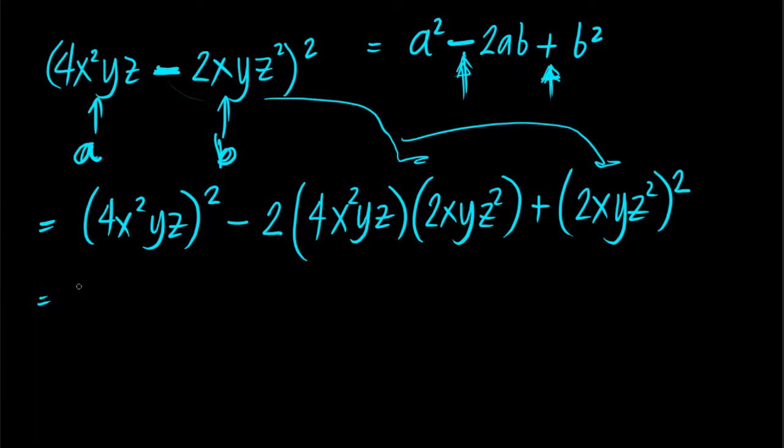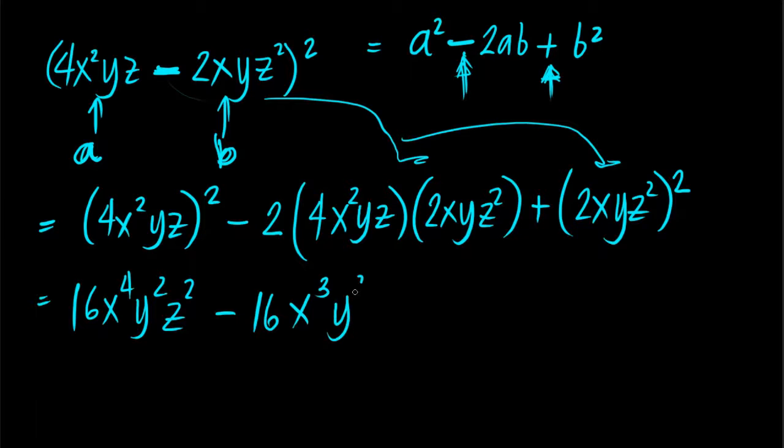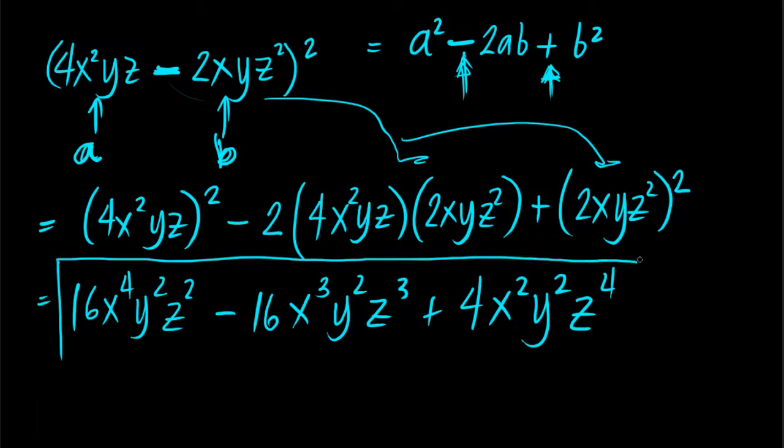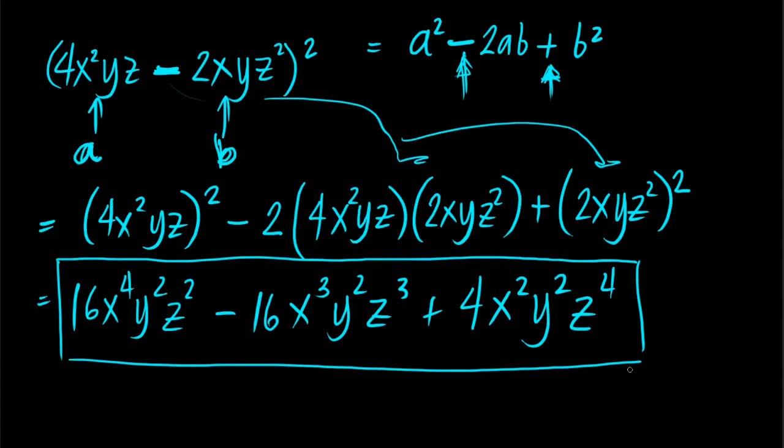Now, 4x squared yz squared is 16x to the 4th y squared z squared, minus 4 times 2 times 2, that's 8 times 2, 16x cube y squared z cube, plus 2 squared is 4x squared y squared z to the 4th. Let's see. Our x goes 4, 3, and 2, good. So yeah, this is the final answer. This applies only if the binomial is squared, okay?